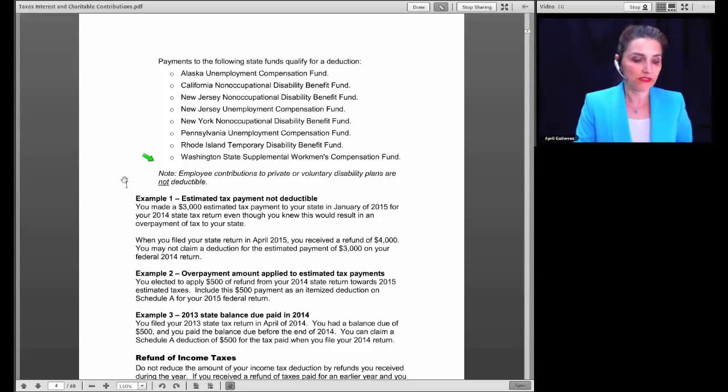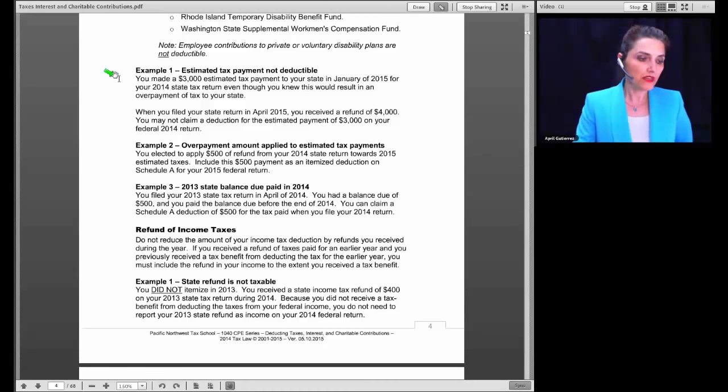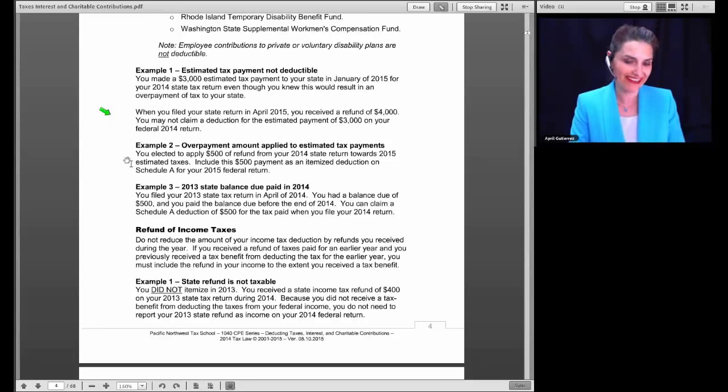Now let's look a little bit at estimated tax payments and when they are and are not deductible. In example number 1, we have an estimated tax payment that is not deductible. You made a $3,000 estimated tax payment to your state in January of 2015 for your 2014 state tax return, even though you knew that this would result in an overpayment of tax for your state. When you filed your state return in April of 2015, you received a refund of $4,000. You may not claim a deduction for the estimated tax payment of $3,000 on your federal 2014 return, and you're not going to be able to claim it on your 2015 return either.